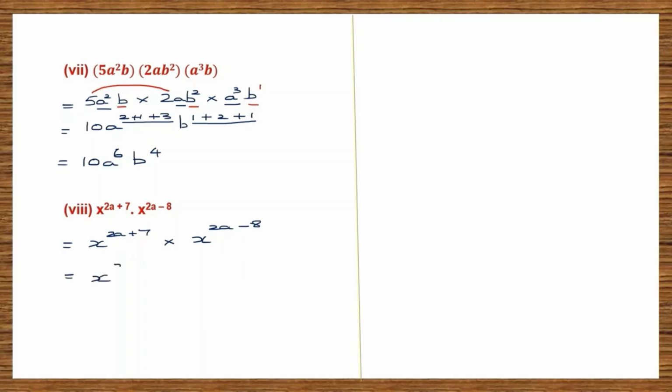x raised to the power of 2a plus 7 plus the other power, which is 2a minus 8. So this will be x raised to the power of, now we have to work out what is given here. Let's take the 2a's together. 2a plus 2a is 4a. Now let's take plus 7 minus 8. Now if I say plus 7 minus 8, the signs are different. I have to put the sign of the bigger number, minus, and subtract. 8 minus 7 is 1. So this will be 4a minus 1. So what is our answer here? x raised to the power of 4a minus 1.